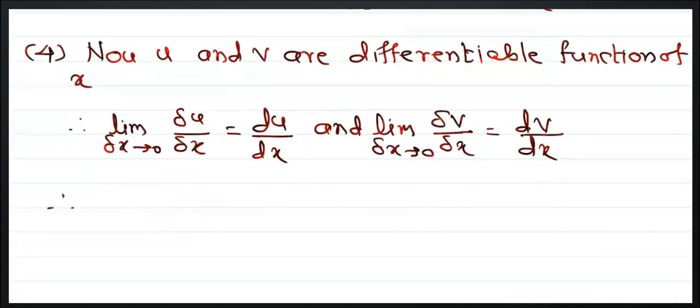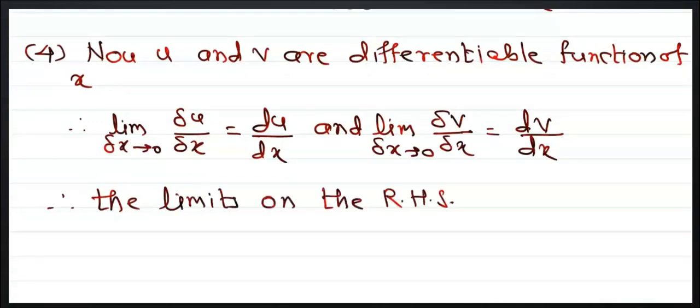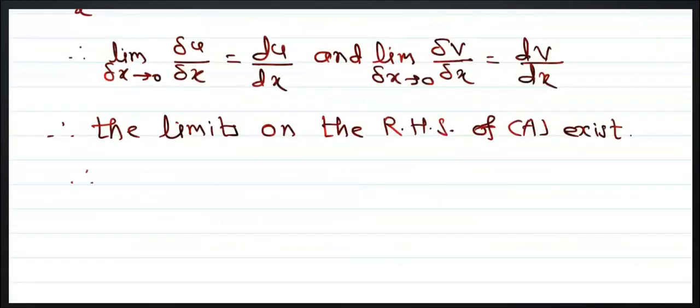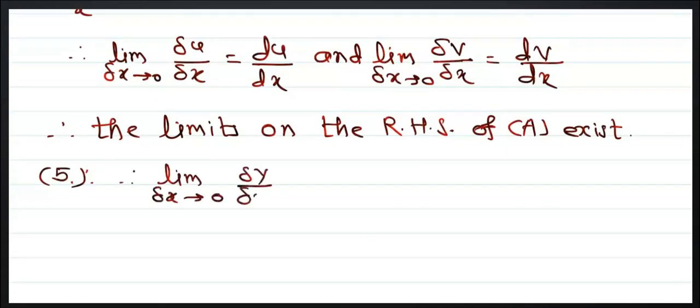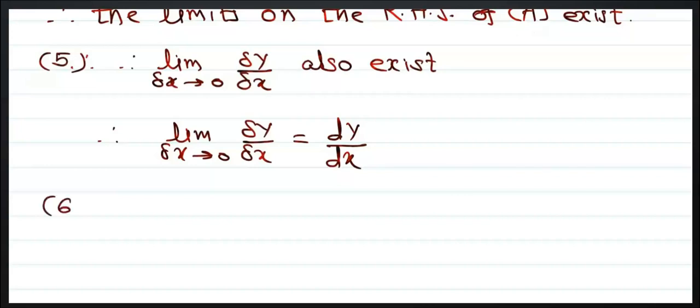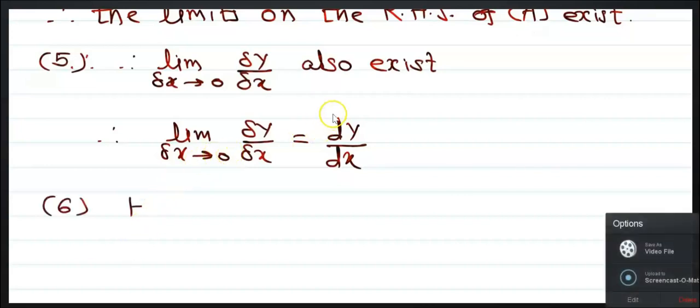Therefore, the limit on the RHS exists. RHS च्या a या बाजूकडे delta u by delta x plus delta v by delta x, the limit on the RHS exists, and that's why the limit on the LHS also exists, and hence limit delta x tends to 0, delta y upon delta x is equal to dy by dx.